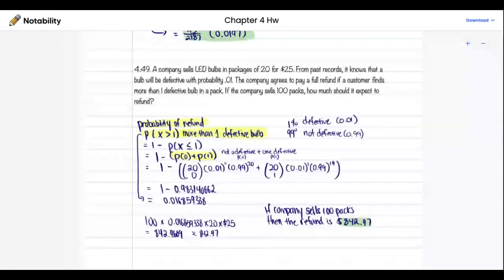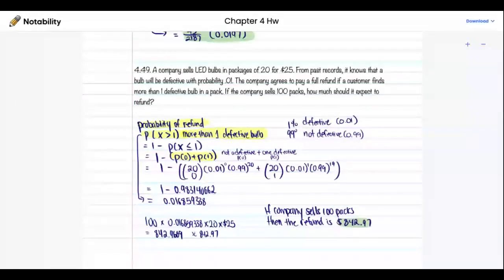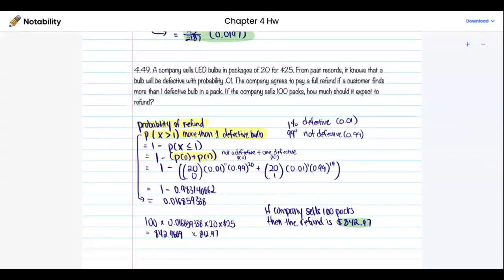A company sells LED bulbs in packages of 20 for $25. From past records it knows that a bulb will be defective with a probability of 0.01. The company agrees to pay a full refund if a customer finds more than one defective bulb in the pack. If the company sells 100 packs, how much should it expect to refund?